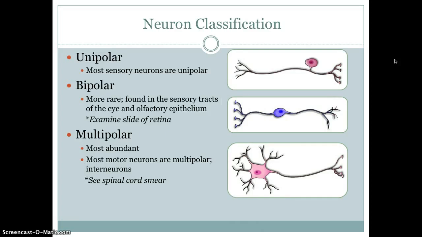Multipolar neurons are the ones found most abundantly and have multiple dendrites leading to a cell body with a single axon. Most motor neurons fall under this classification and they are the most common type within the central nervous system.